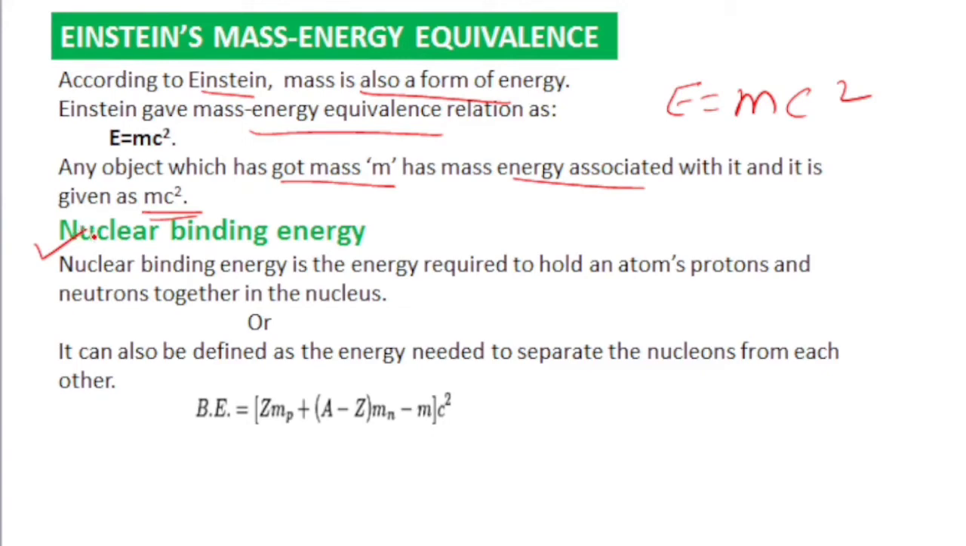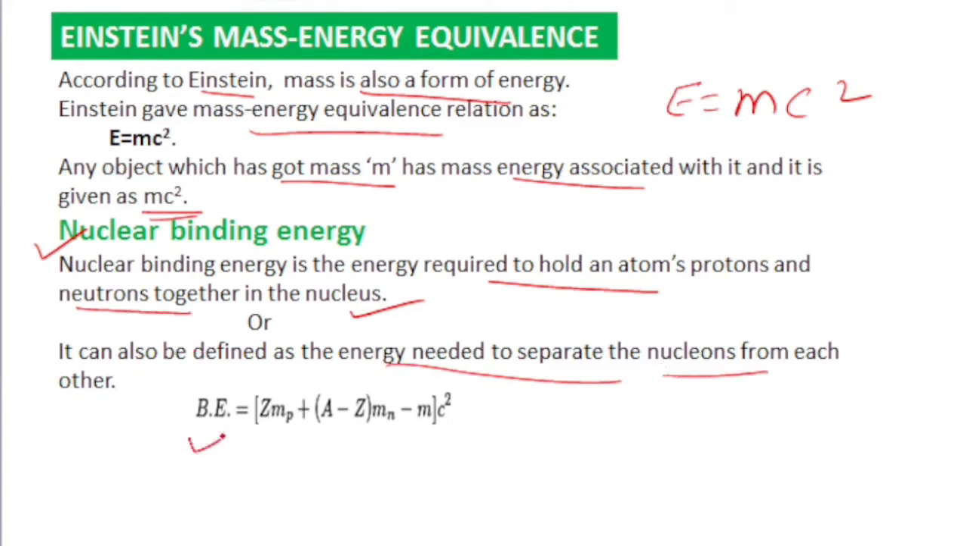After this, nuclear binding energy. Actually, it's not in your syllabus, but still you must know what you mean by nuclear binding energy. What is this nuclear binding energy? It is the energy required to hold an atom's protons and neutrons together in a nucleus. Inside the nucleus, neutrons and protons are present and protons are repulsive in nature. So how do they bind inside the nucleus of an atom? This is nuclear binding energy. How strongly they bind inside the nucleus. They are bound to each other inside the nucleus. Or you can say it is the energy needed to separate nucleons, meaning protons and neutrons, from each other.